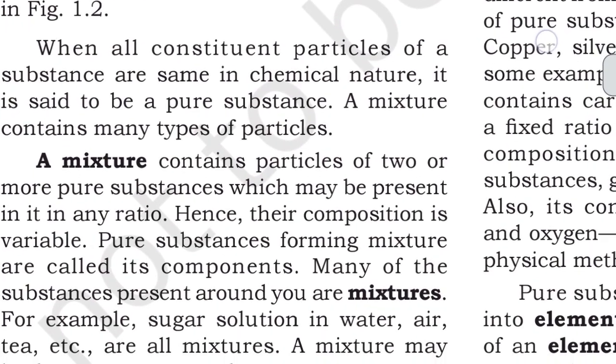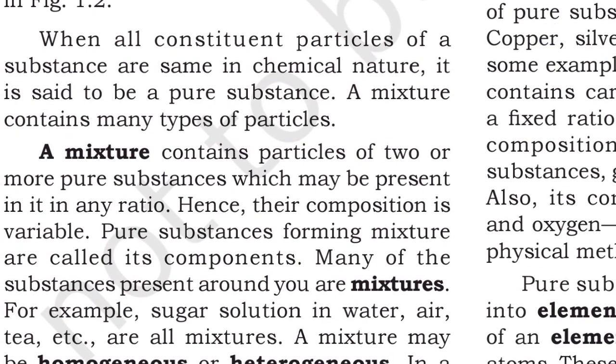When all constituent particles of a substance are the same in chemical nature, it is said to be a pure substance. A mixture contains many types of particles. A mixture contains particles of two or more pure substances which may be present in it in any ratio. Hence, their composition is variable. Pure substances forming a mixture are called its components. Many of the substances present around you are mixtures.